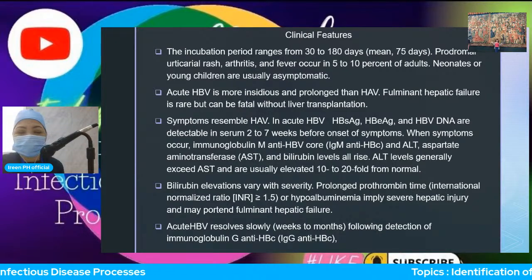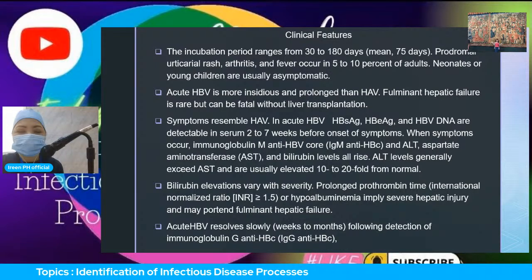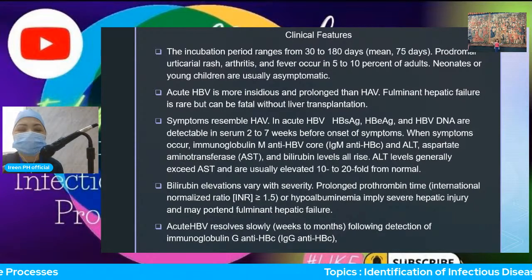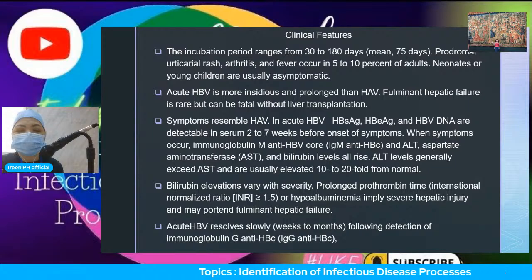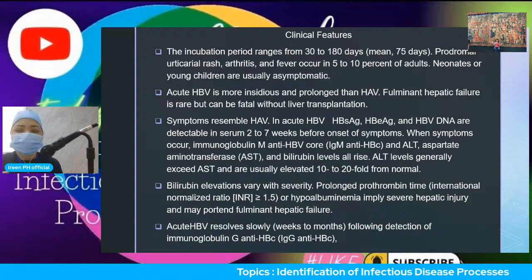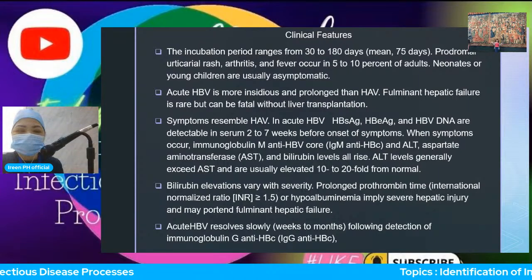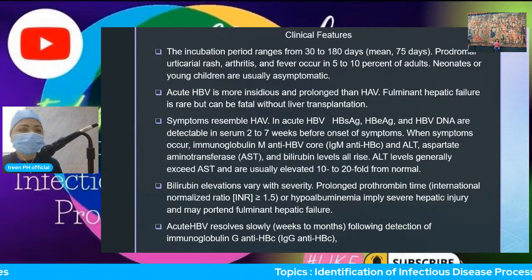And here are the clinical features. The incubation period ranges from 30 to 180 days, mean 75 days. Prodromal urticarial rash, arthritis, and fever occur in 5 to 10% of adults. Neonates or young children are usually asymptomatic.